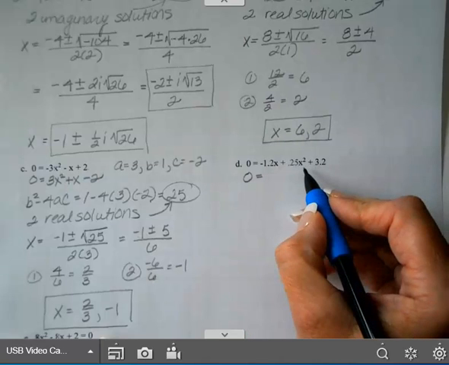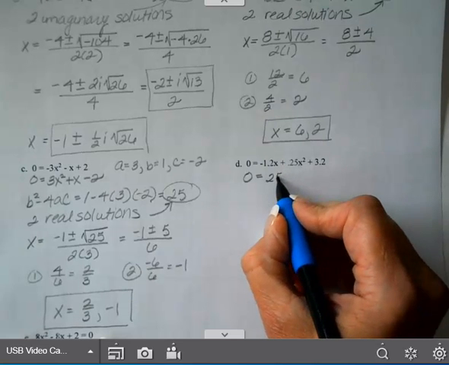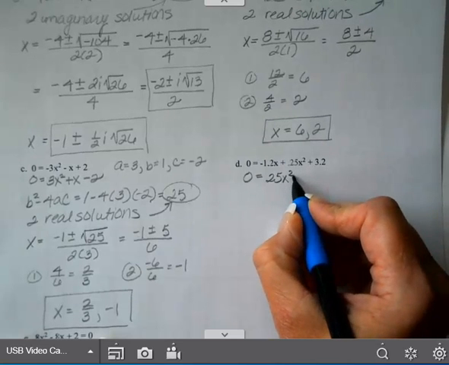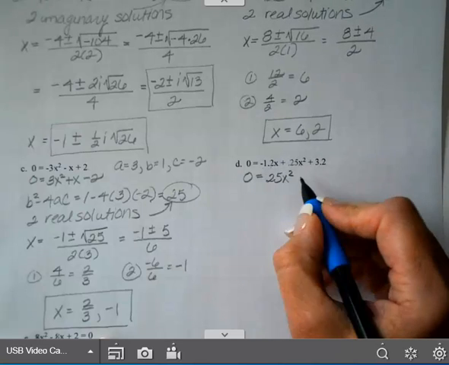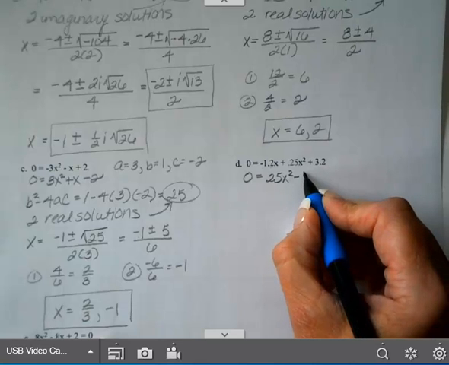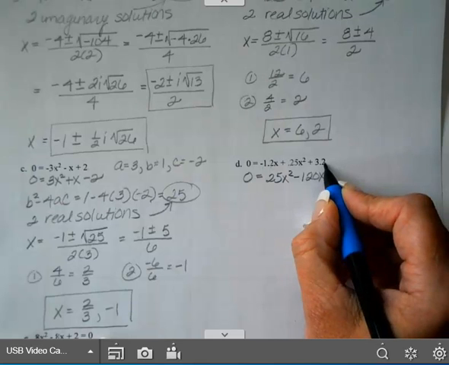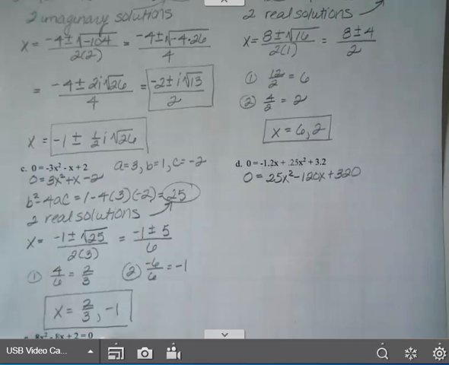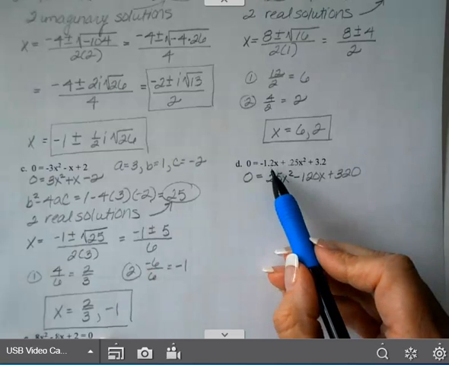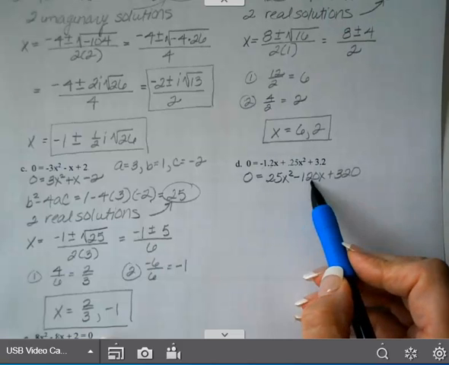And I'm going to put this in order as well. So if I multiply this term by 100, that'll give me 25x squared. And then if I multiply negative 1.2 by 100, that's going to give me negative 120x. And then if I multiply this by 100, that's going to give me 320. Those are huge numbers. And I could have used decimals in the quadratic formula, but that sounds pretty nasty to me. These are gigantic numbers.